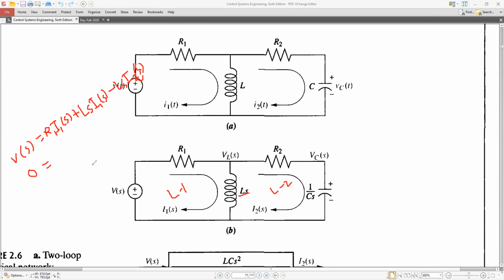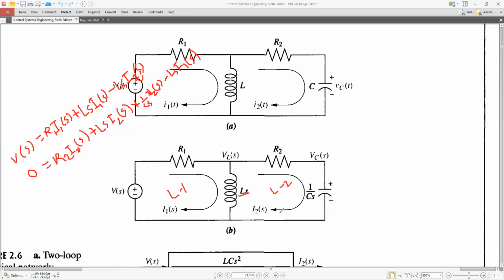For the second loop, let me write according to this: R2 I2s plus Ls I2s plus 1 by Cs I2s minus Ls I1s. Right. So that is your equation, these two equations.